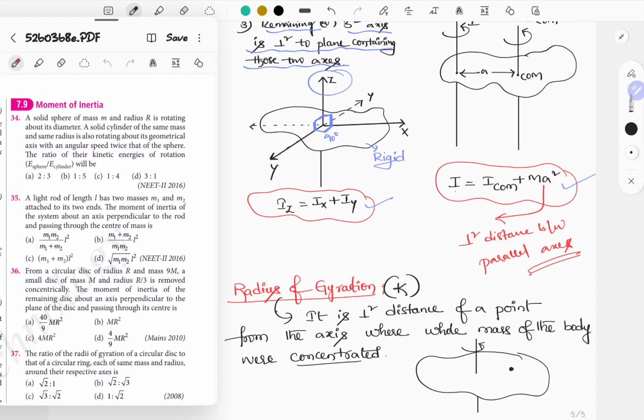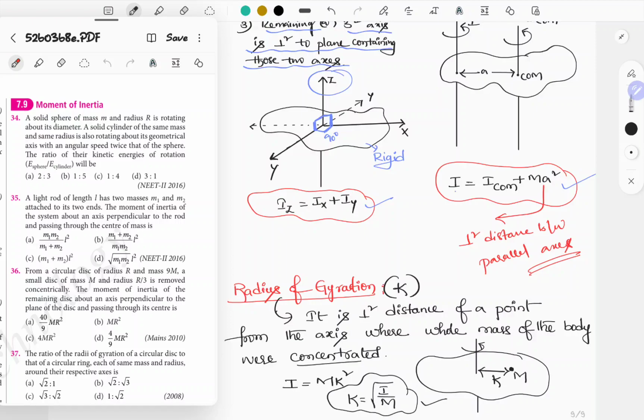Let me consider that at some position the total mass of the system is acting at that point, and the distance from the axis to that point where the total mass is present is k. Then the moment of inertia is mk square, and k is equal to root of I by m, which is the radius of gyration formula.